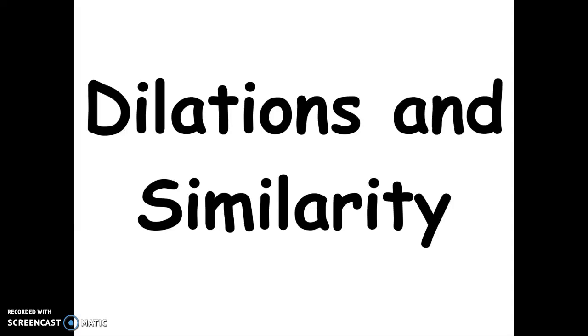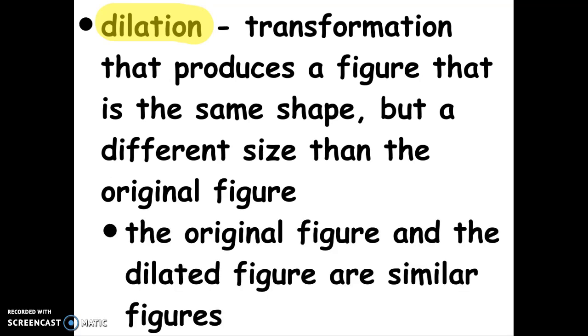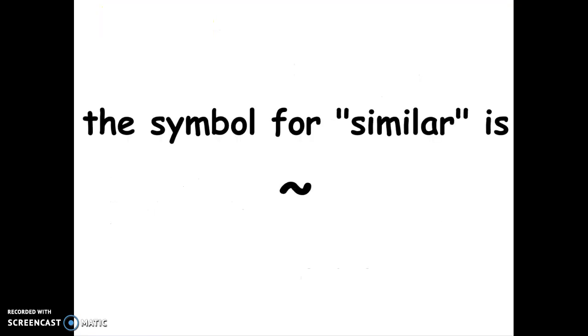Dilations and similarity. A dilation is a transformation that produces a figure that is the same shape but a different size than the original figure. The original figure and the dilated figure are similar figures. This is the symbol for similar.